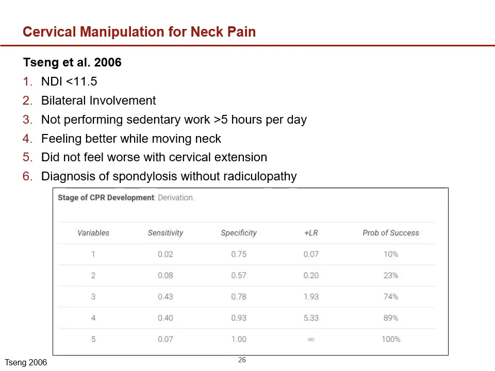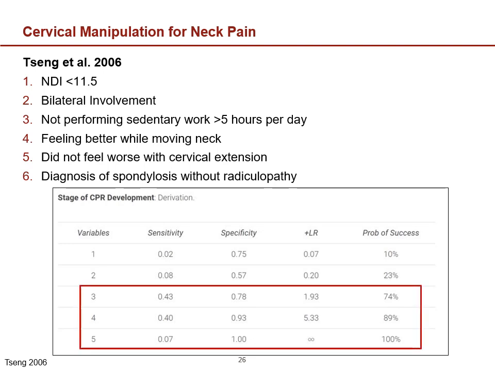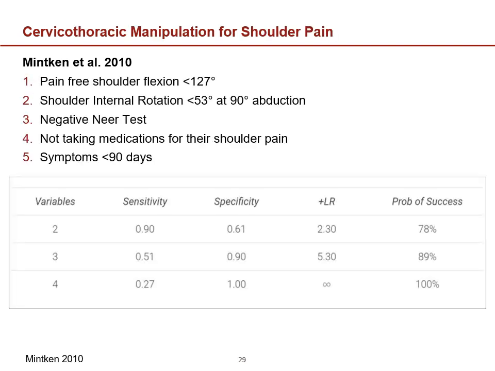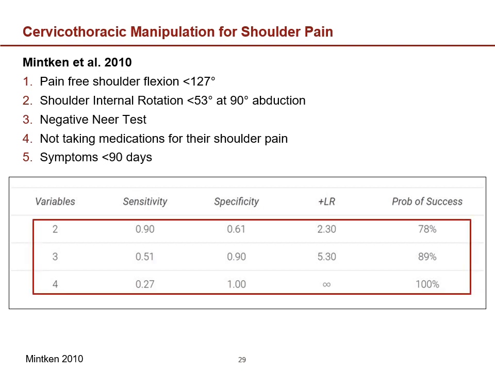We see that having 3 out of 6 variables put them at a 74% probability of success. If they had 4, it bumped them up to 89. If they had 5, put them all the way up to 100. 90 days, put them with 3 out of the 5 variables having an 89% chance of success, and if they had 4 out of the 5 variables, then they had 100% probability of success.